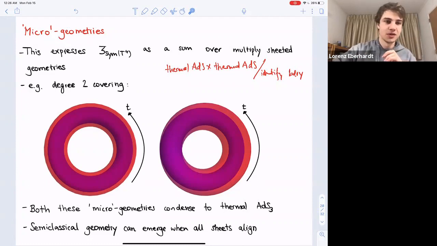Is that clear what I mean? Yeah, so that's my picture of how this condensation works.